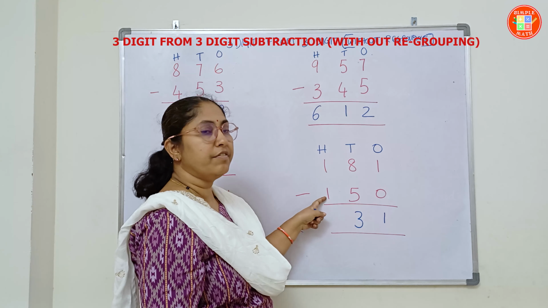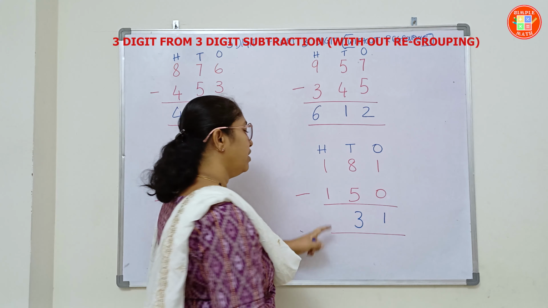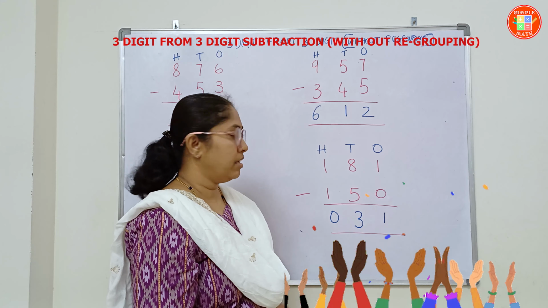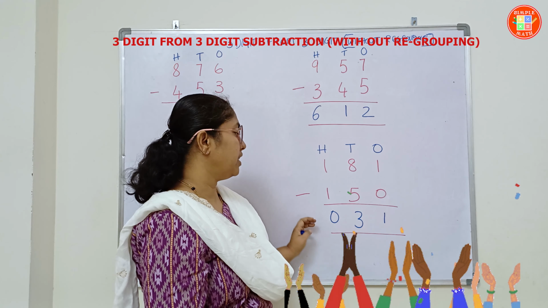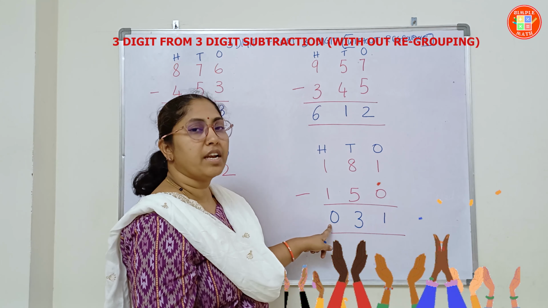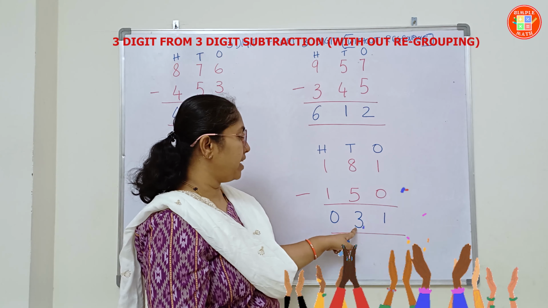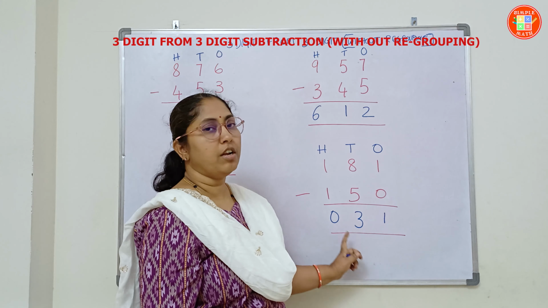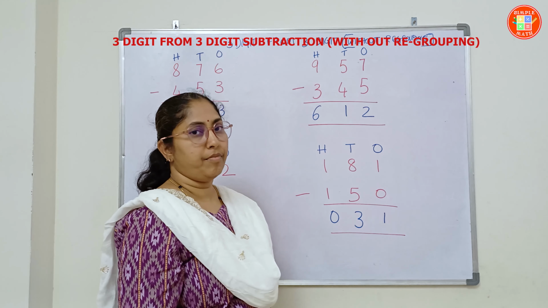So here, 1 minus 1. What will be the answer? When you subtract any number from itself, you get the answer 0. Okay? So the difference is 031, as we don't have any number in the hundreds column here. 031 is read as 31. Okay, children?